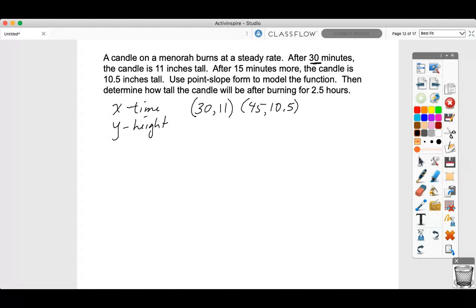So we've defined our variables. We now have 2 points. We're going to use these 2 points to get our slope, because remember, this is point slope form. We have points, now we need to get the slope. Please remember that the slope is the change in y over the change in x. The change in y, going from 11 to 10.5, we get 10.5 minus 11, that would be negative 0.5. And the change in x, 45 minus 30, is 15.